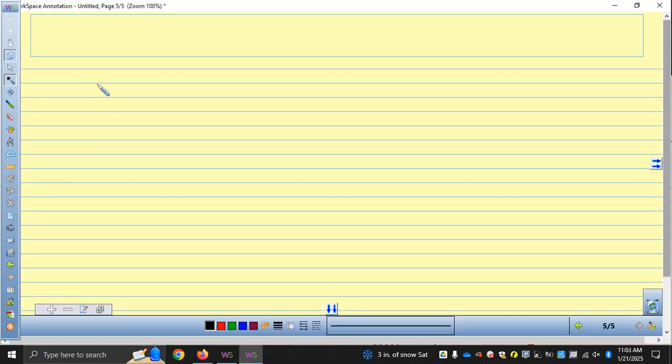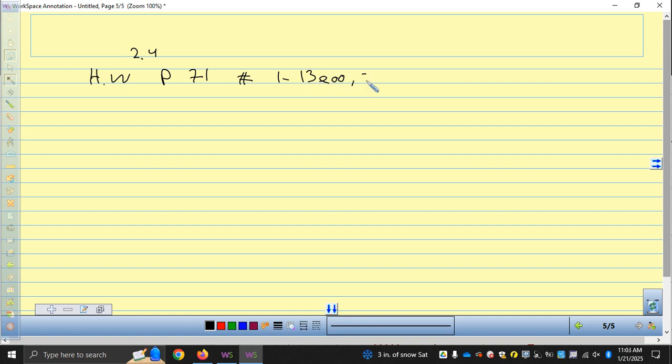All right, so for the homework, we're just going to do the first part. This is section 2.4, page 71, numbers 1 through 13, every other odd, and 25. And then we'll talk about integrating factors. When our equation is not exact, there are a couple of situations where we can find an integrating factor that will transform it into an exact equation.